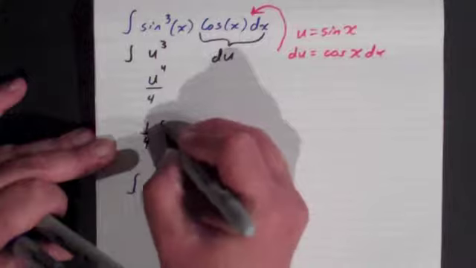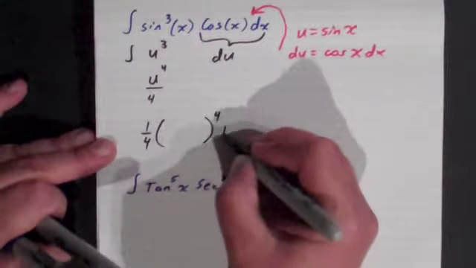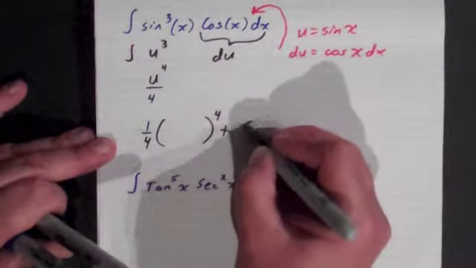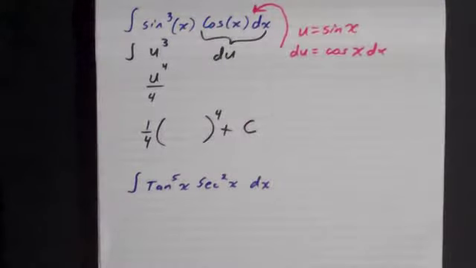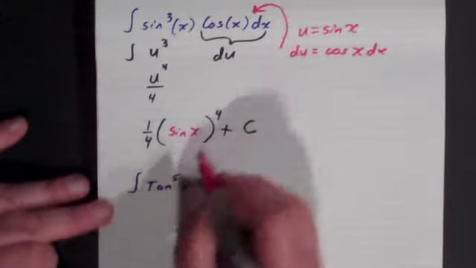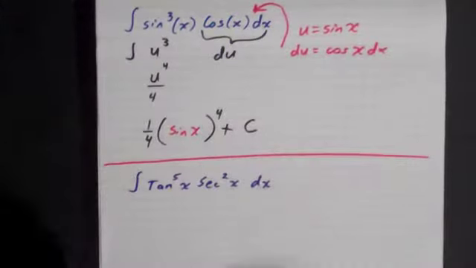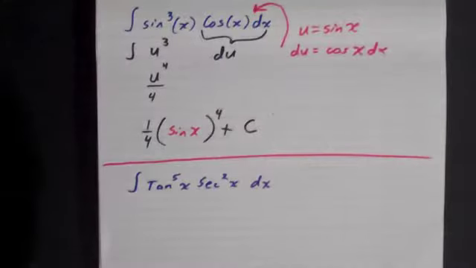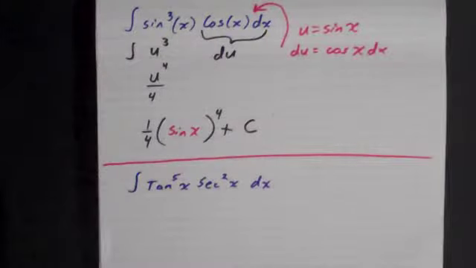So I end up with 1/4 u to the fourth plus c because it's an indefinite integral. And then I'm going to replace the u with what I let u equal, sine of x. Hopefully that one's fairly straightforward, just like the one below it.